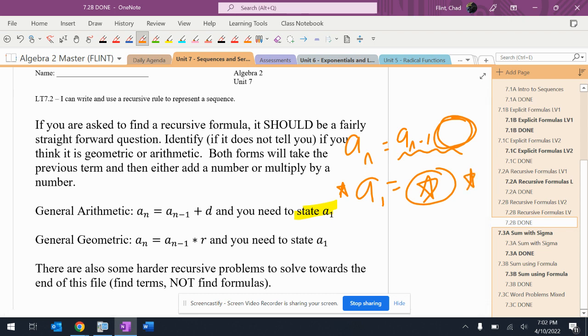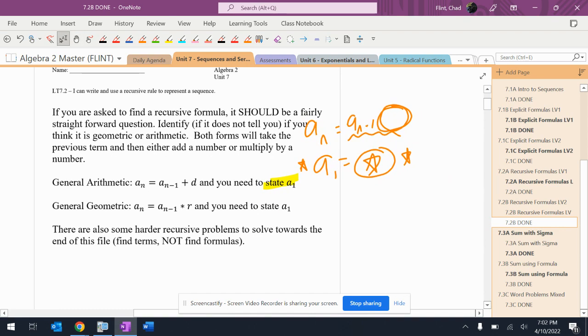Okay. There's some harder recursive problems to solve at the end of this file, finding terms, not the formulas. Make sure you go down and do those because those are the ones that tend to show up on Regents exams when they want to be a little ugly and see if you know what you're doing really, really well. All right, so make sure you try a few of those. They're down past where they ask you to find the formulas.